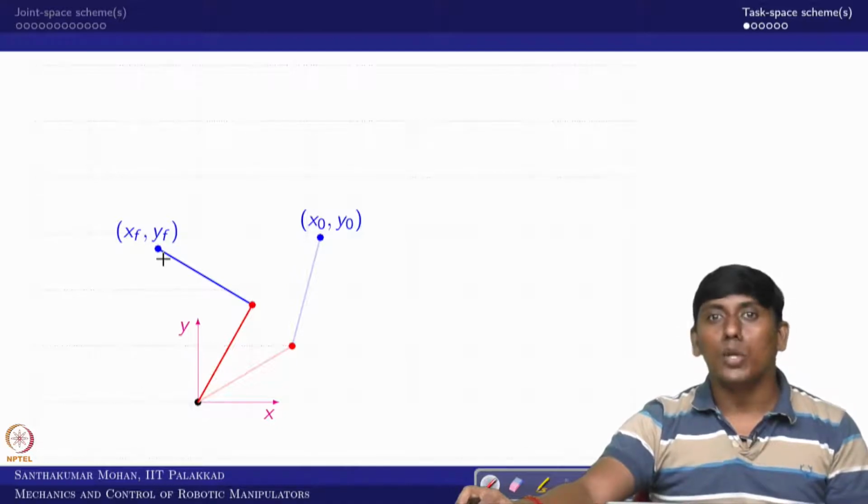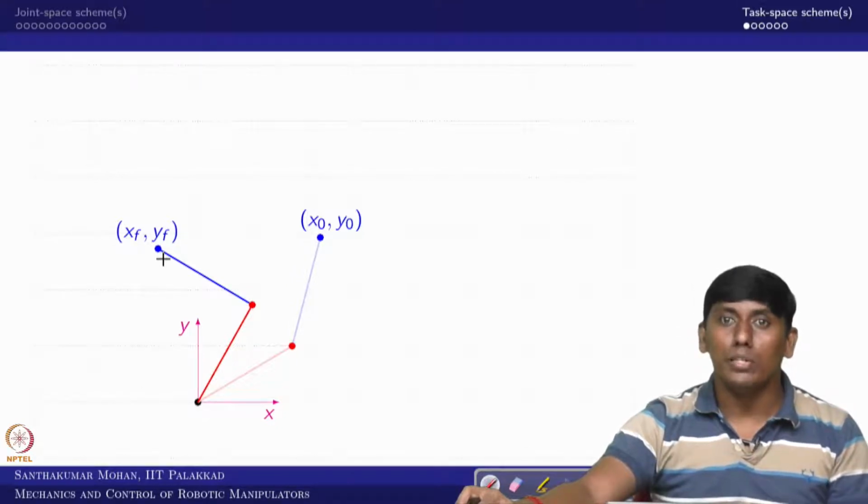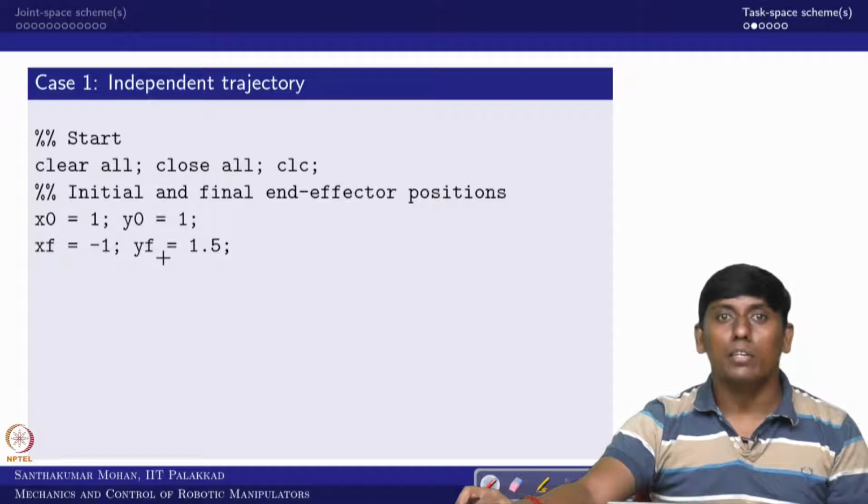So the straight line is not assured because if x dot of 0 and x dot of f are non-zero, then it would not maintain it. So we will see how it comes.